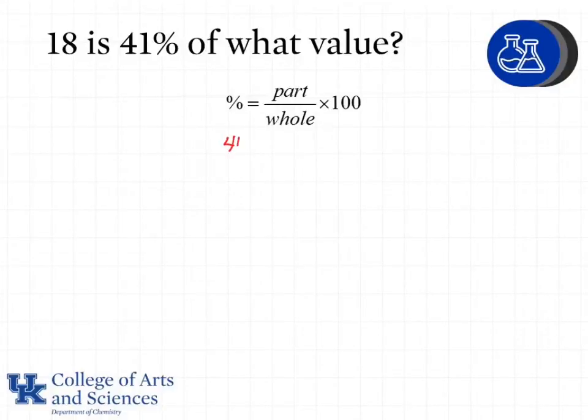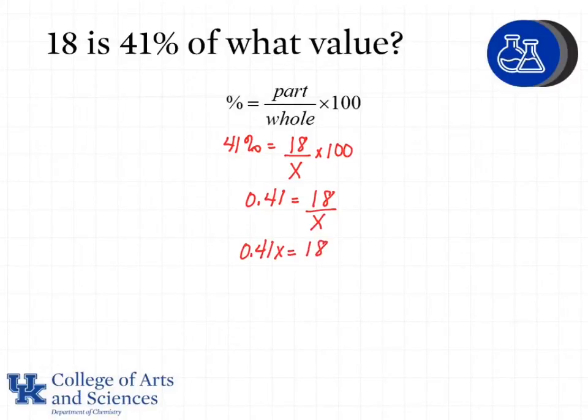So we can say 40% equals 18 over x for our unknown times 100. We divide both sides by 100, and then we multiply both sides by x, and then we divide both sides by 0.40, and as a result we get x equals 44.